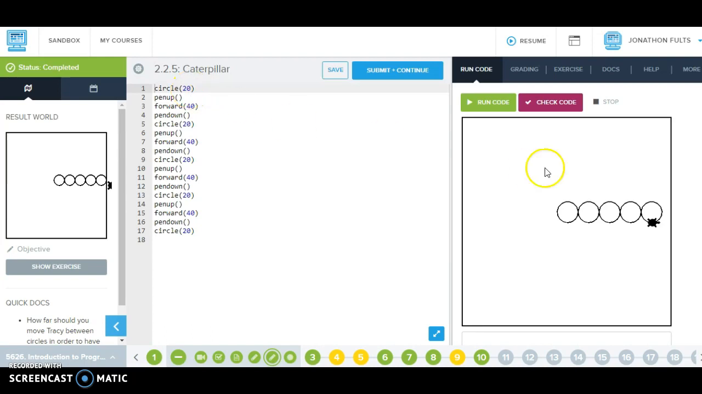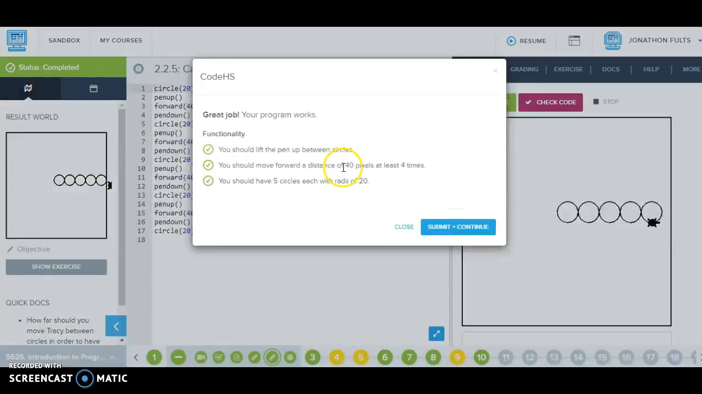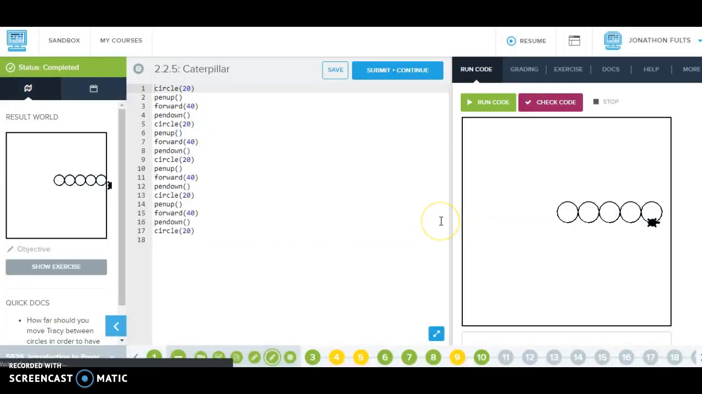Alright, so circle 20 gives you a radius of 20 units inside the circle. And you pull pen up so you don't draw a big line in the middle of it. And then that continues down through that. I didn't mean to run that again, but there you go. There it is one more time. And then continue.